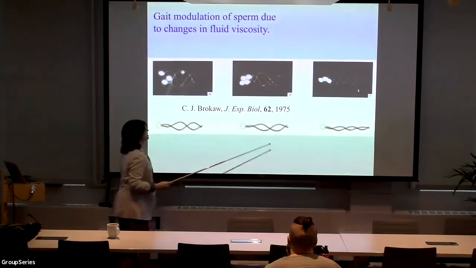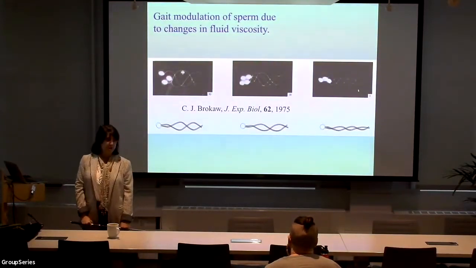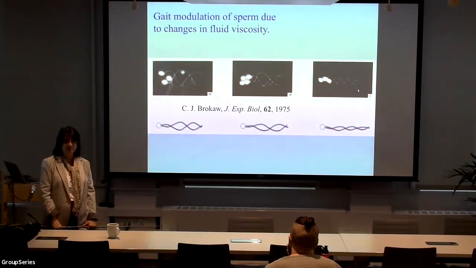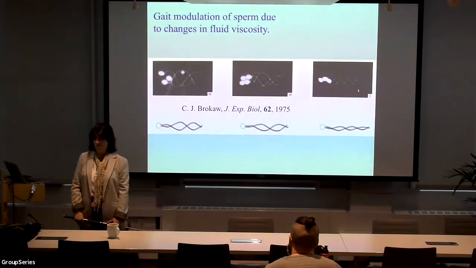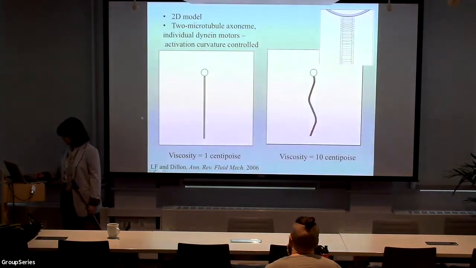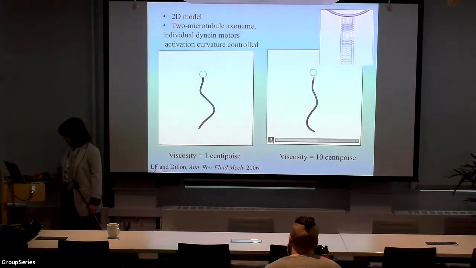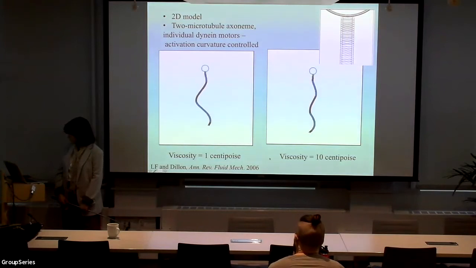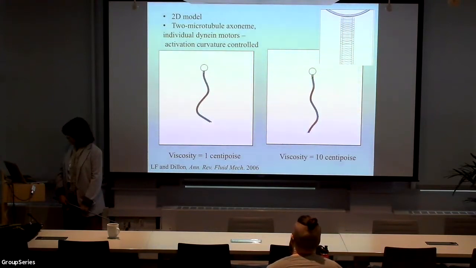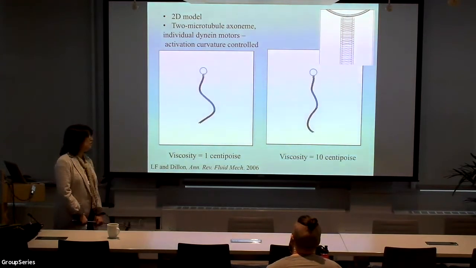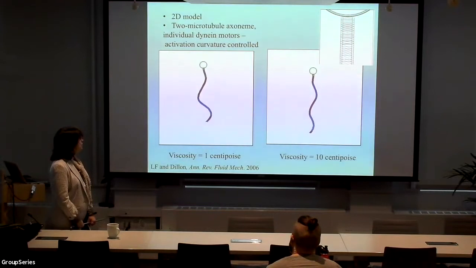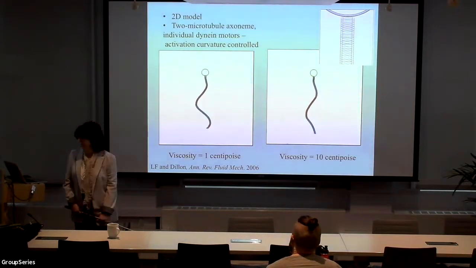Here's the largest viscosity. What you see is the gait modulation. So the waveform that arises from the interaction of these dyneins with the microtubules, given this different external load, is different. The waveform changes, the amplitude goes down, and the wave number goes up. So here are some simulations that I did with Bob Dillon many years ago, where we were trying to model, in this kind of very minimal system, individual dynein motors that were undergoing an activation cycle that depended upon curvature. And here, when we plopped it in a fluid with different viscosity, we saw similar changes.